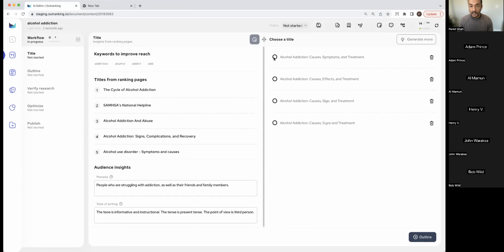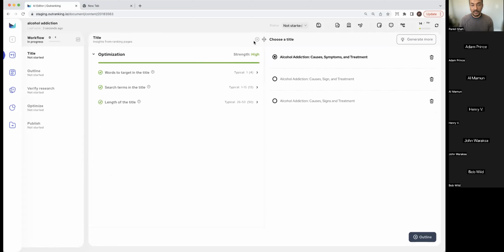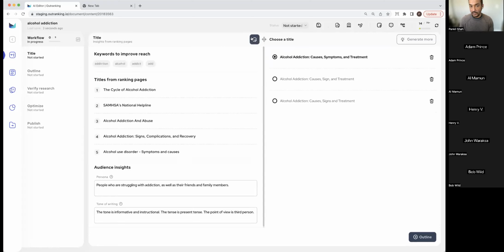So let's pick one here: causes, symptoms, and treatment. They're all pretty much the same, so it doesn't really matter which one I pick right now. But let's pick this one, and I can see that I'm using all of the keywords here. Let's go ahead and check the optimization score. So I clicked on this icon.